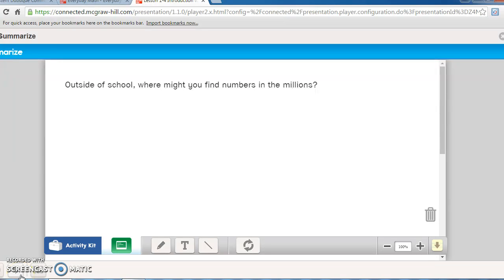So think, outside of school, where might you find numbers in the millions? Start paying attention to road signs. A lot of times as you're entering cities, it'll give you the population, and you may see populations that are in the millions. Here in Iowa, most of your populations are going to be in the hundreds, thousands, or hundred thousands. But if you get into bigger cities like New York City, Chicago, look for that sign alongside the road, and it will sometimes give you the populations.